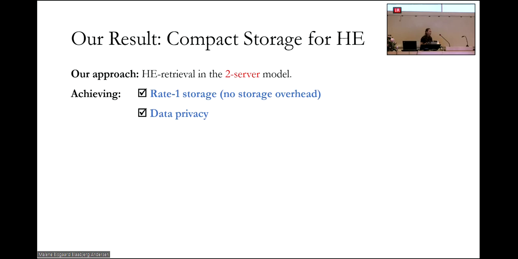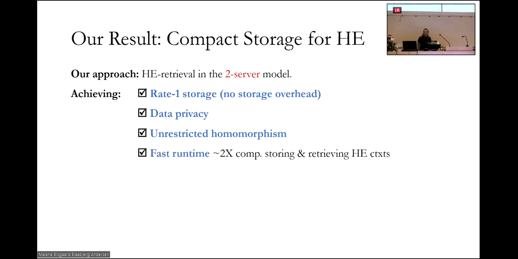I'll call it RLWE, similar to the works of RLWE-based approaches. It gives data privacy under the assumption of non-colluding servers. And it has unrestricted homomorphism. It means that whatever homomorphic encryption scheme I pick, this is the homomorphism that I will get for the retrieved ciphertext. And it's fast. It is only 2 times slower than storing and retrieving HE ciphertext directly.